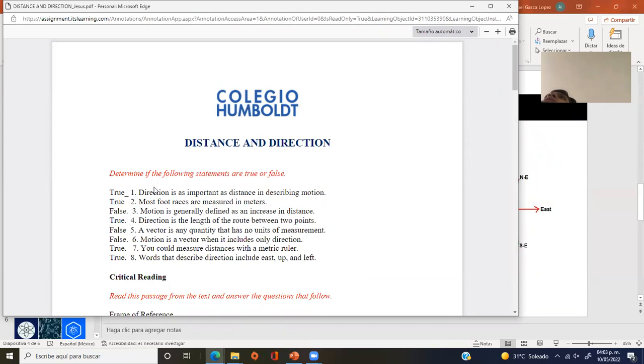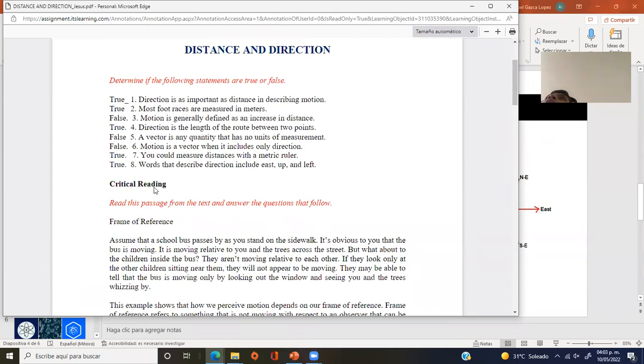True. A vector is any quantity that has no units of measure. False. Motion is a vector when it includes only direction. False. You can measure distance with a metric ruler. True. Words that describe direction include east, up, and left. True.